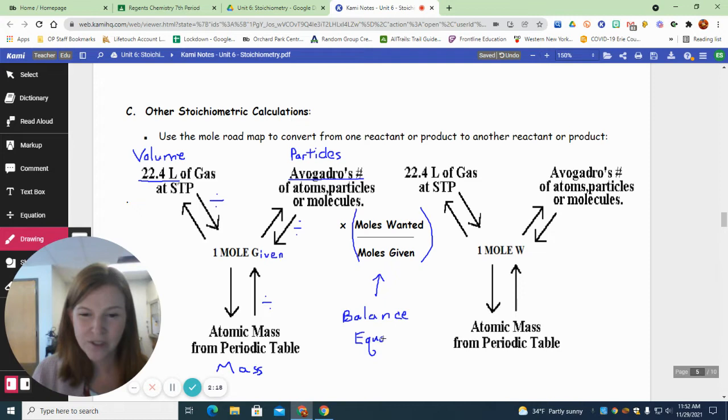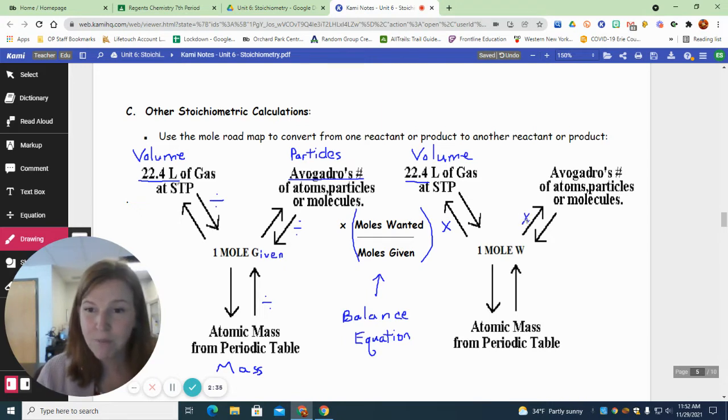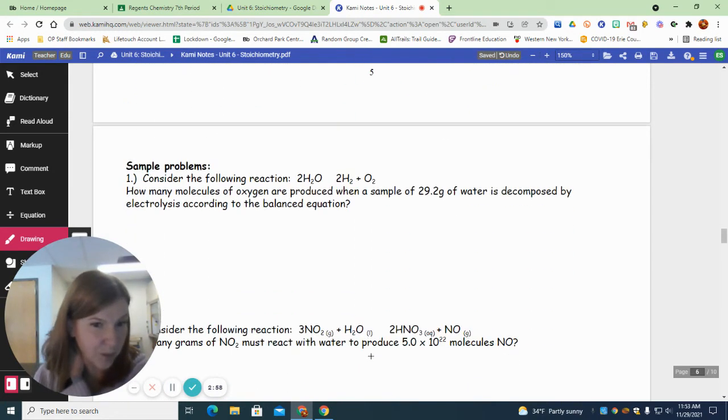So if you are asked to solve for volume, you would multiply by 22.4 to get to volume. If you are asked to solve for particles, whether that's atoms or molecules or whatever, you would be multiplying by Avogadro's number to get over here, particles. And if you're asked to solve for grams, you would be multiplying by the molar mass of whatever it is you're trying to solve for, okay? So using this mole roadmap, let's kind of take a look at some practice problems.